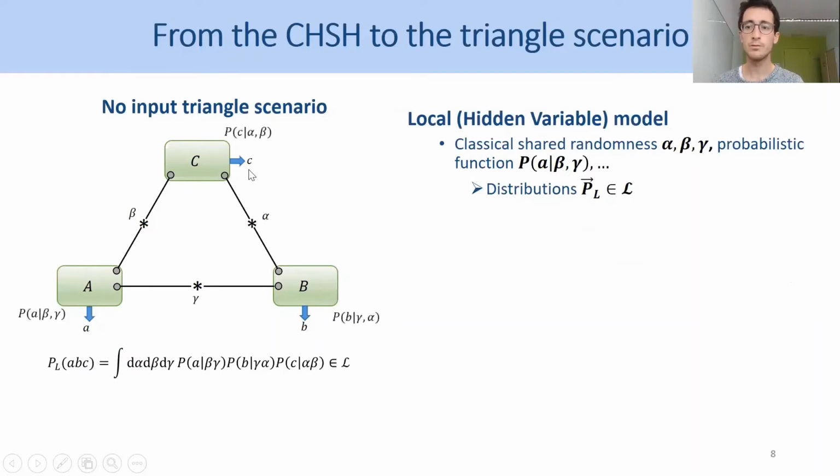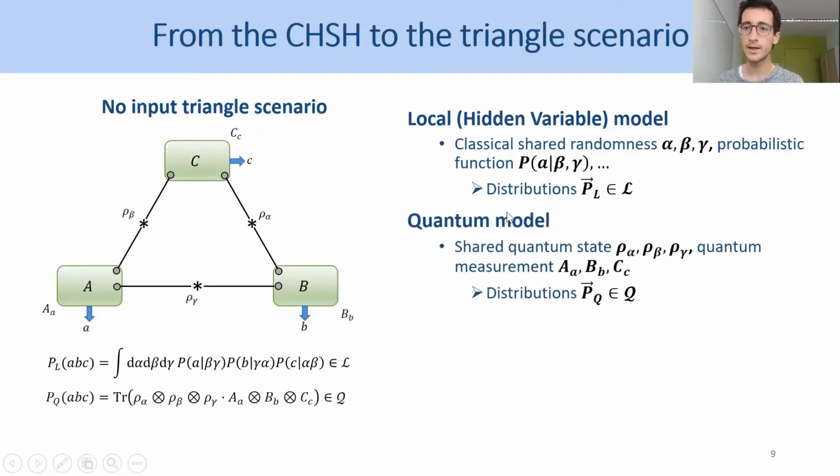Again, there are two different explanations. The first one is a classical explanation in which I have classical sources of randomness and a probabilistic function A of beta, gamma, etc. And I have a way to compute the probability distribution given the sources and the output functions. I can do the same with quantum models. So now I assume that I have quantum sources, quantum measurements, and I ask what is the possible probability distribution.